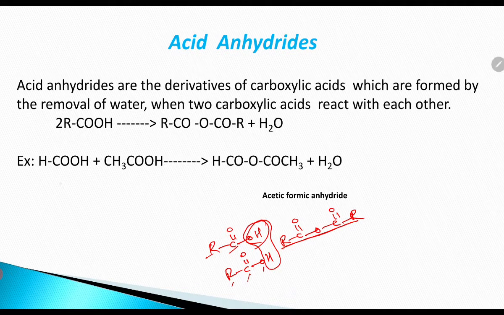For example, here I have taken formic acid, HCOOH, and this is acetic acid, CH3COOH. When these two react with each other, a water molecule is lost and HCOOCOCH3, acetic formic anhydride, is obtained.